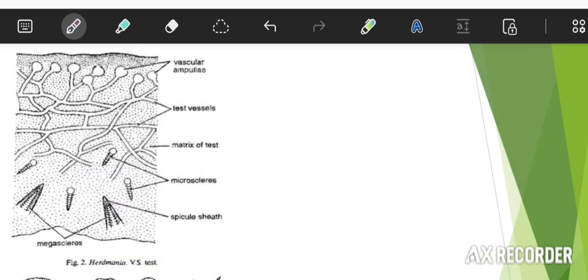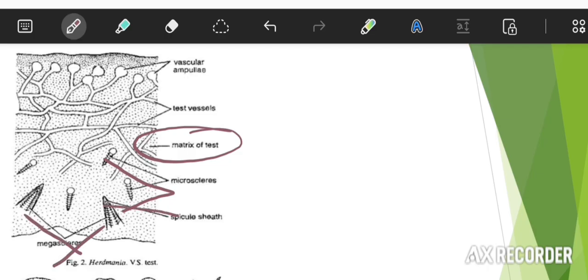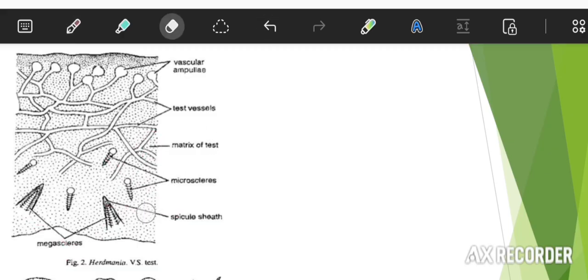The next one is the matrix of test. This is the gelatinous matrix which is made up of a polysaccharide known as tunicin. These are the spicules that are present, we'll study them further. These are microscleres and this is the spicule sheath, and these are megascleres, the large spicules, and these microscleres are small in size.